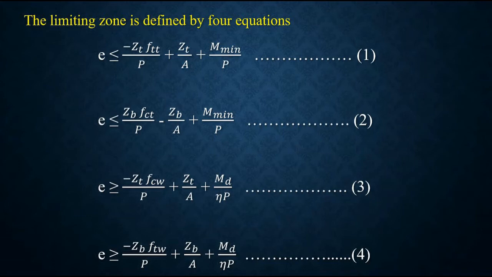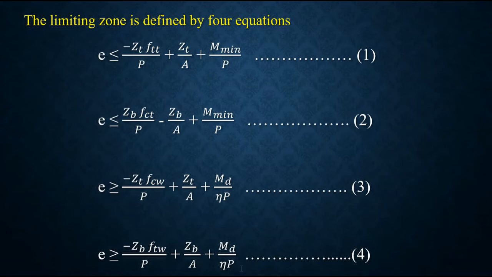This is the second equation. The third equation is eccentricity is greater than or equal to minus ZT FCW by P plus ZT by A plus MD by eta into P. This is the third equation. The fourth one, eccentricity is greater than or equal to minus ZB FTW by P plus ZB by A plus MD by eta into P. This is the fourth equation.